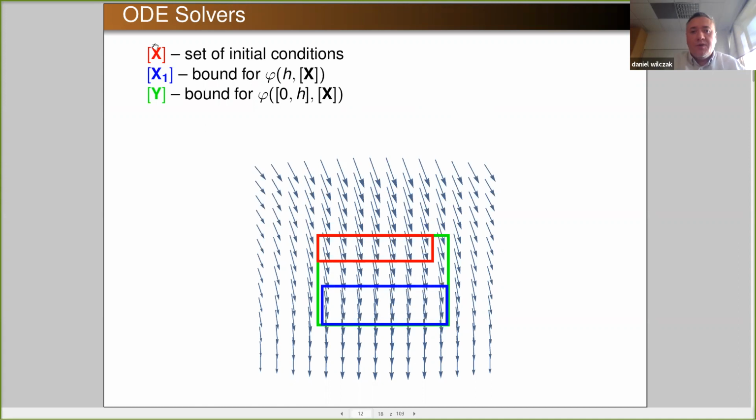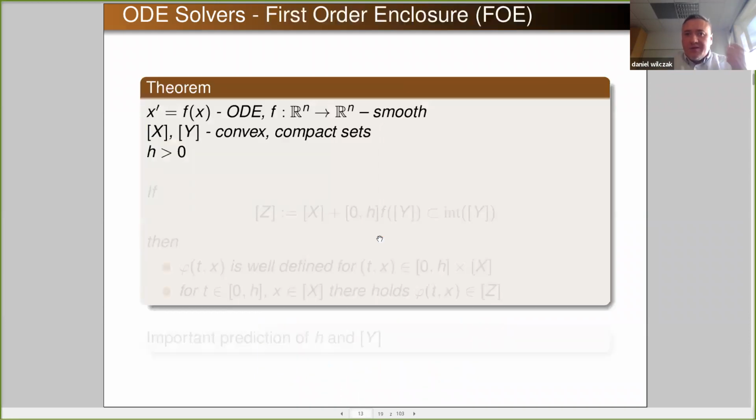This is our strategy. We have some X. This is our set of initial conditions. We want to compute, actually, the blue set after time step H. By the way, we need to validate that the trajectories exist over this time range. So we want to compute the rough enclosure, which is marked here by green color. This is the very basic strategy, just to give you some feeling how it works. But of course, there are more advanced methods to compute enclosures.